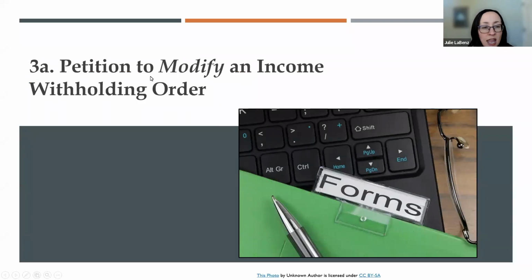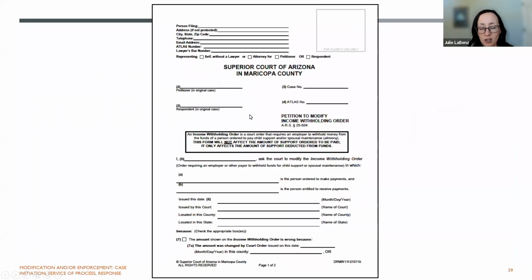Okay, now let's look at another type of petition to modify. This is to modify an income withholding order. So an income withholding order is when it's an underlying order of the court, and it's an order to the payer's employer to withhold money from their paycheck to pay child support and or spousal maintenance. So this is a petition to change that income withholding order.